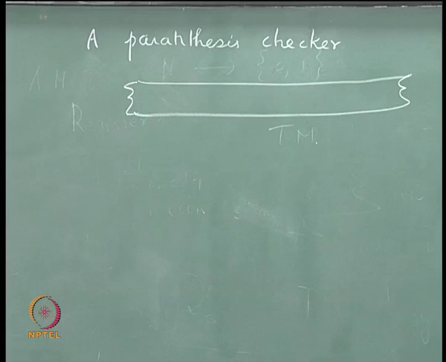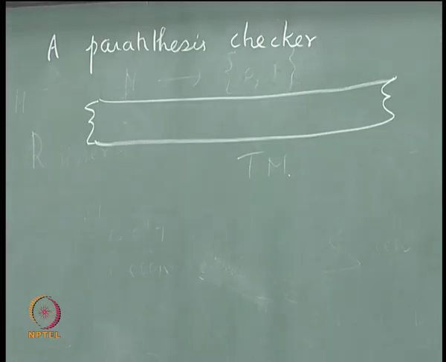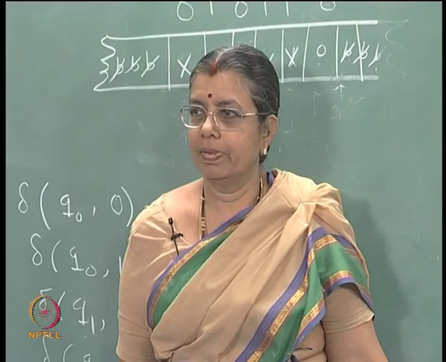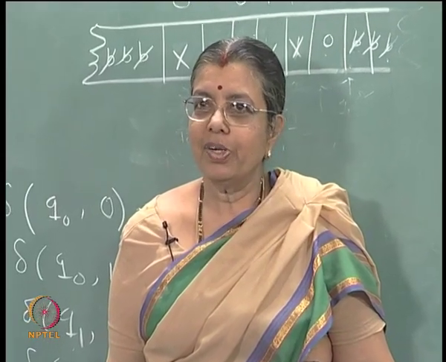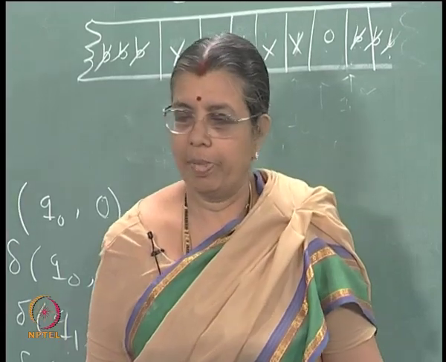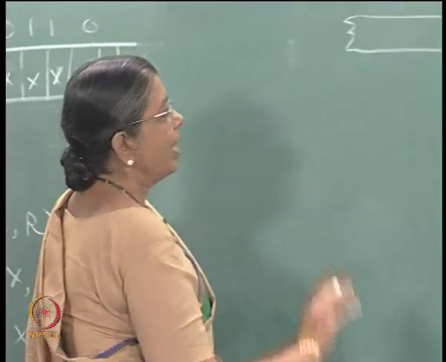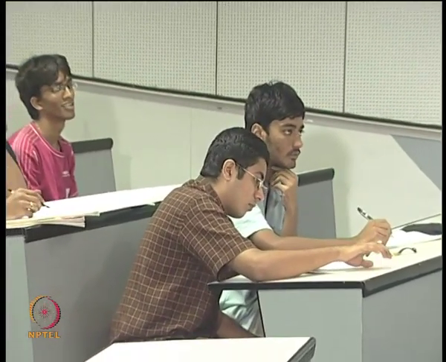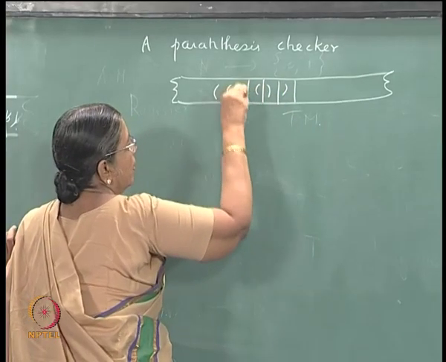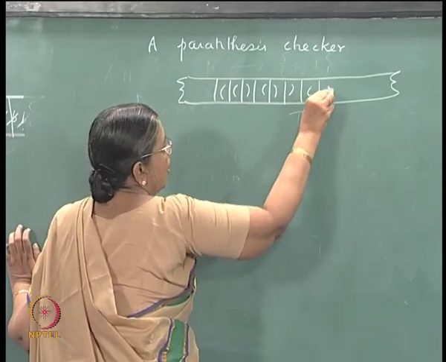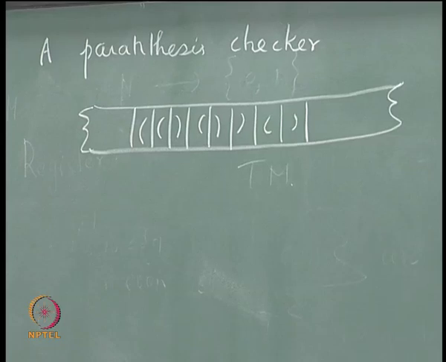Can this be done by a finite state automaton? No. Can this be done by a push down automaton? Yes, it can be accepted by a push down automaton. Now, as a Turing machine, how does it work? Suppose I have something like this. Is this well formed or not? Is this well formed?